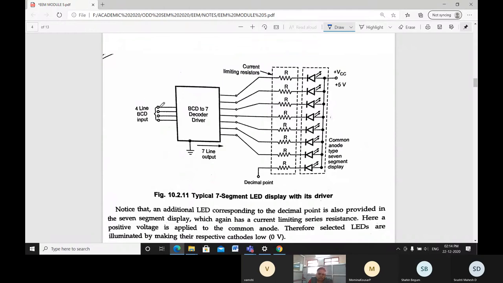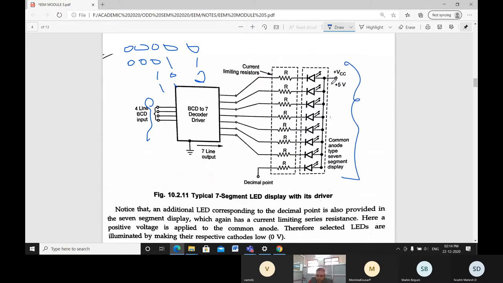4-line BCD input. I hope you will know 0, 0, 0, 0 means it will be 0, then 0, 0, 0, 1 means it will be 1, then 0, 0, 1, 0 means 2, 0, 0, 1, 1 means 3, like it's going on, right? Based on the input you are going to give, that value is going to be displayed at the output, that is nothing but in terms of your LEDs. That's a small example of a typical 7-segment display with its driver circuit.